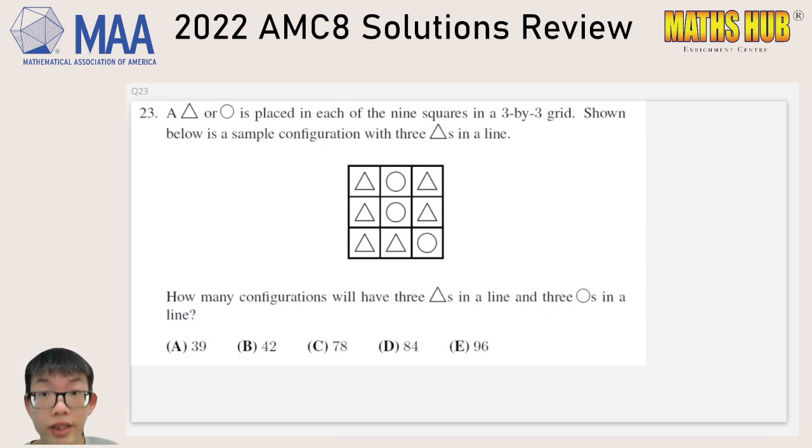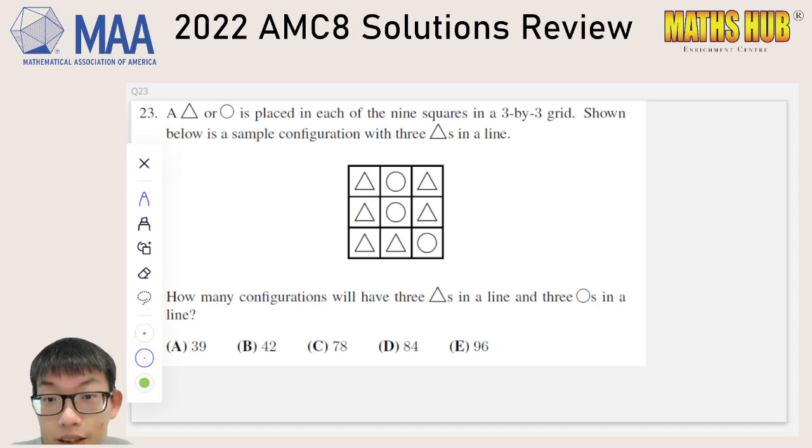Question 23. A triangle or circle is placed in each of the 9 squares in a 3x3 grid. Shown below is a sample configuration with 3 triangles in a line. How many configurations will have 3 triangles in a line and 3 circles in a line? So this is kind of like tic-tac-toe where both players win. But take note that it doesn't need to be alternating. You could have something like 6 triangles and only 3 circles, like the one shown in the diagram.